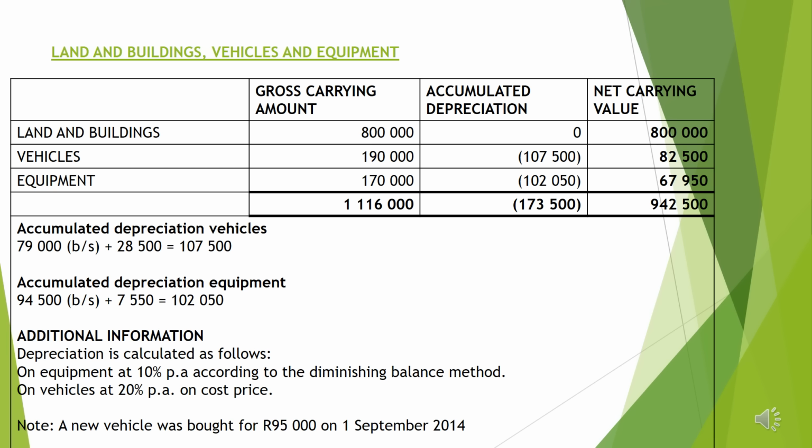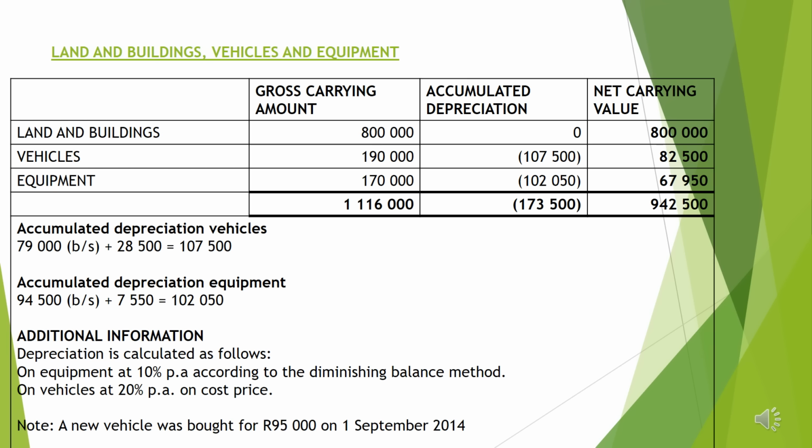Okay, let us now confirm this 102,050 rands that we got here with regards to equipment. 94,500 rand is from your pre-adjustment trial balance. By pre, we mean before we take into account adjustments or activities that occurred during the year. Then we say plus 7,550 is equal to 102,050, which is the accumulated depreciation.